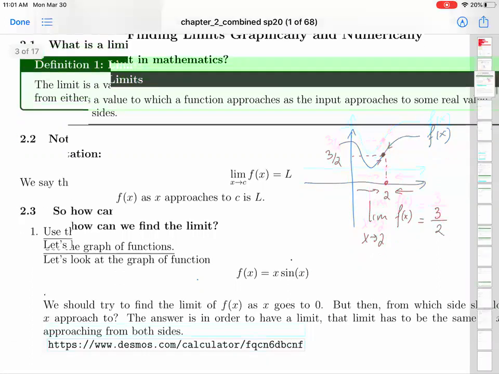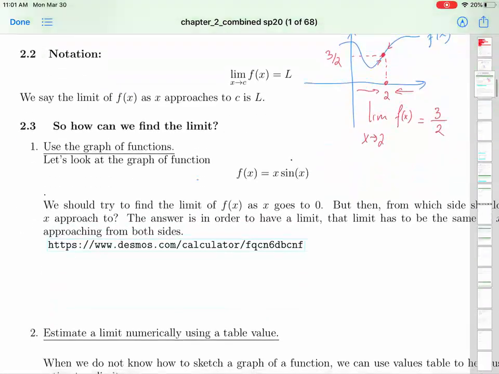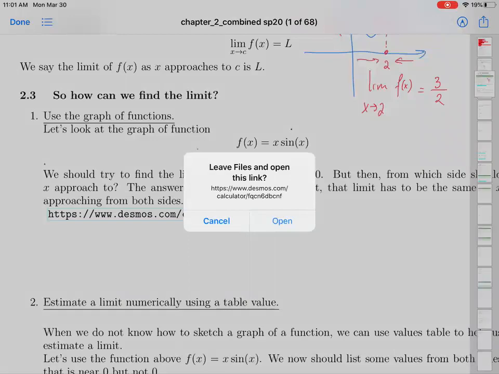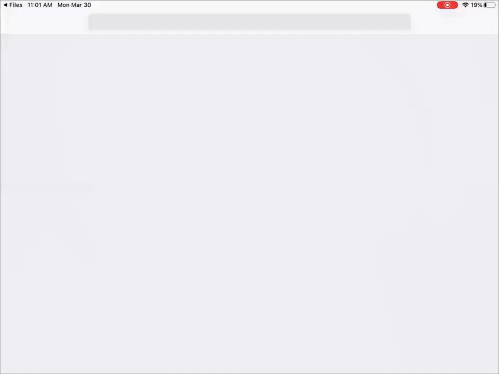So how can we find limits? The very first technique that helps us find limits of functions is using the graph. For example, if I want to find the limit of this function when x goes to 0, how can I determine that limit? If you can graph the function, you can see it right away.